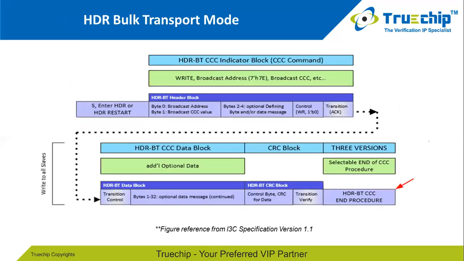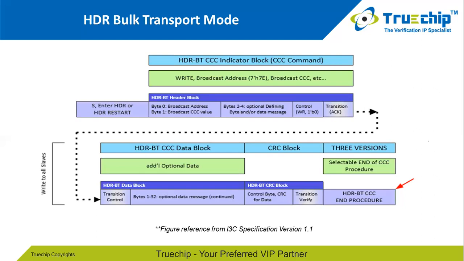The figure shows the frame of HDR bulk transfer. The frame of bulk transfer starts with start followed by enter HDR or with HDR restart, followed by the HDR-BT header block, which is defined as two type indicator words and a selector word. The HDR-BT header block that begins the framing for a broadcast CCC or a direct CCC shall be referred to as the HDR-BT indicator block. The HDR-BT header block that begins a read segment or a write segment in direct CCC framing shall be referred to as the HDR-BT selector block.